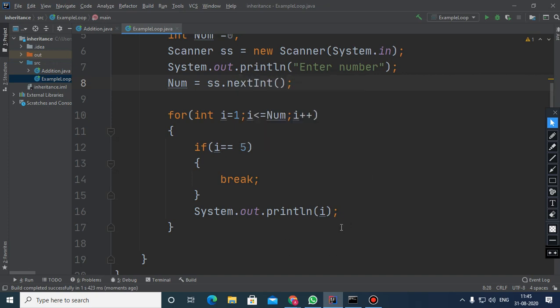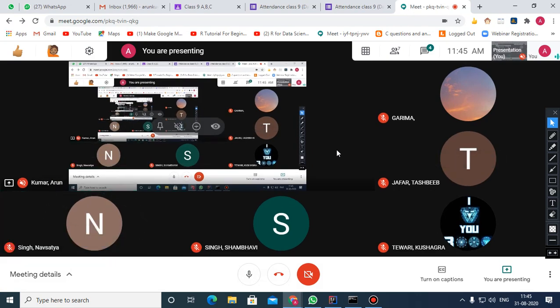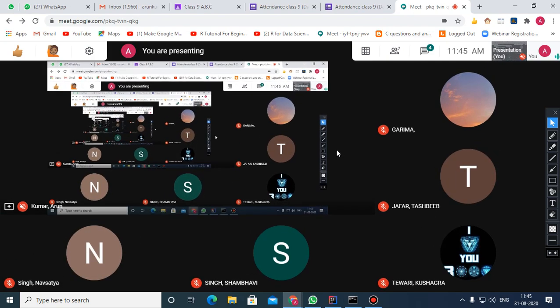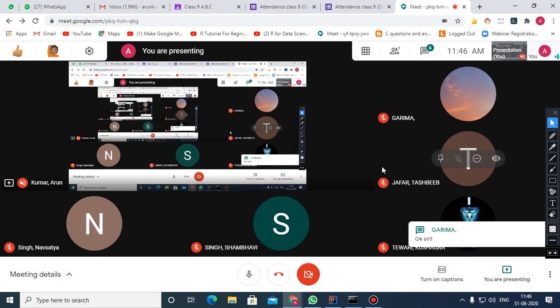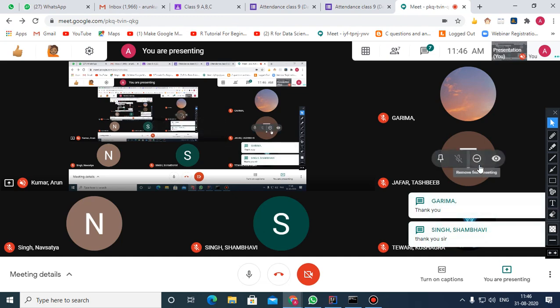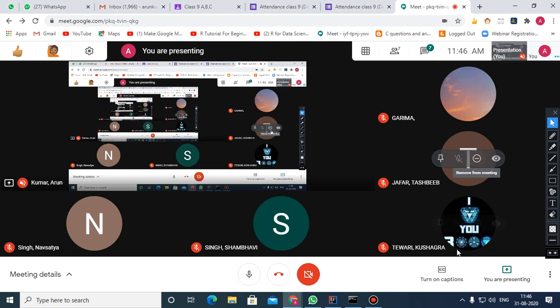Any problem? Beta, break basically terminates the running loop. That's it. And the continue statement skips the current iteration of the loop. Kushagra Tiwari, any doubt?